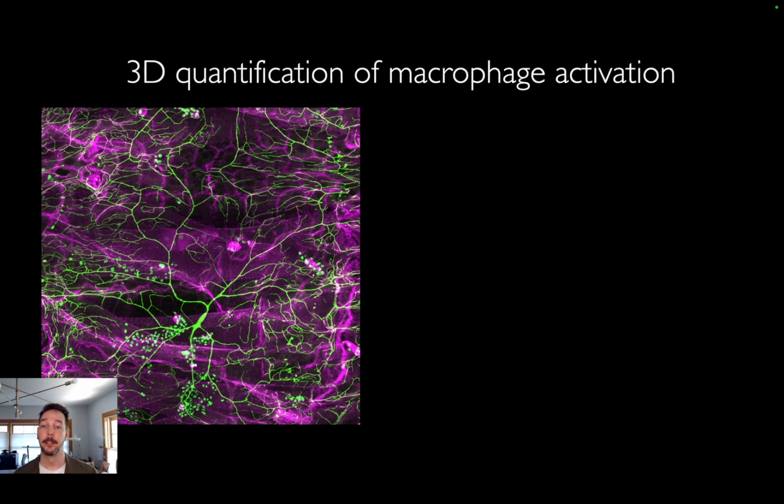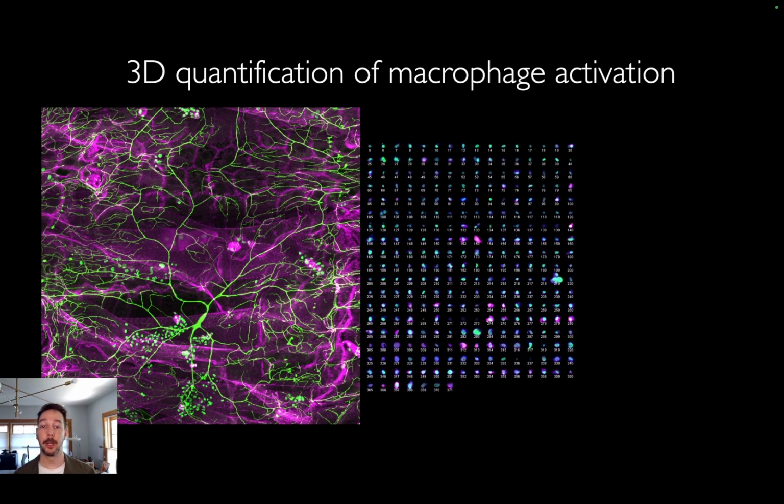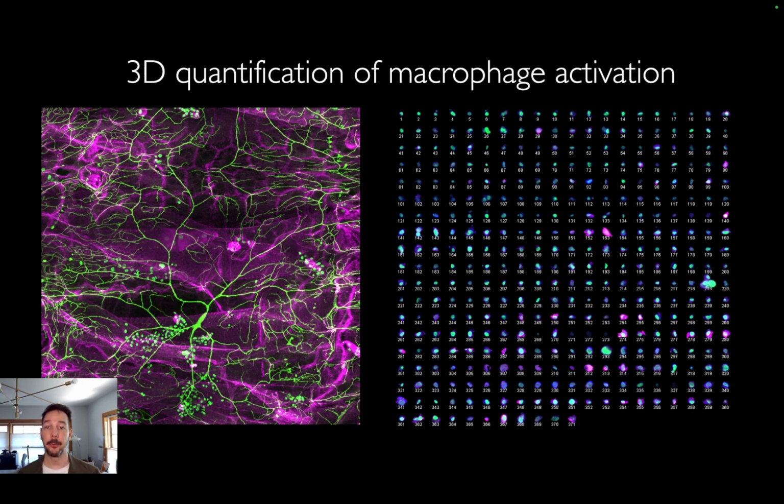And so by having these immune cell masks, we can also extract 3D volumes of every immune cell in the tissue and treat these as a kind of catalog of immune cells that we can then apply machine learning on to classify them at different states of activation.